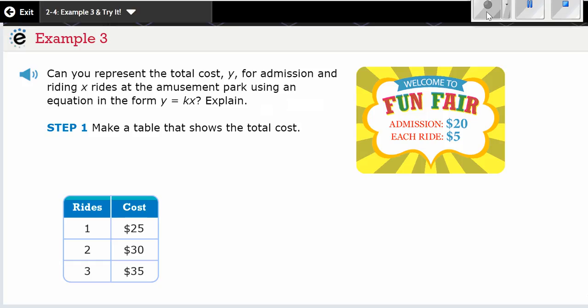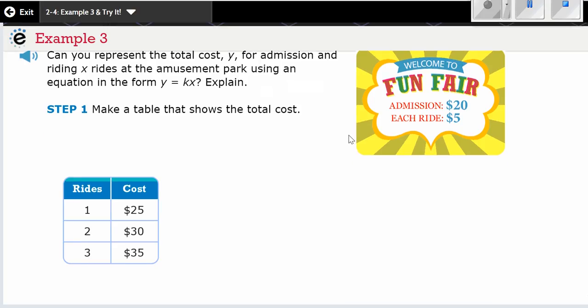Can you represent the total cost y for admission and x at the museum park using an equation in the form of y equals kx? Explain. So first thing we see is some information is given to us, a table that says, okay, if I do 1 ride, it costs me $25. I do 2 rides, it costs me $30. If I do 3 rides, it costs me $35.